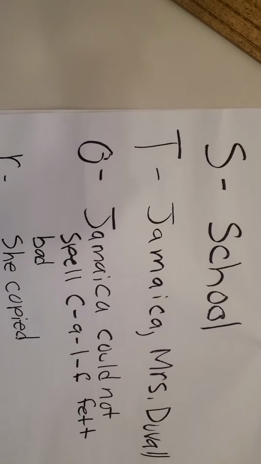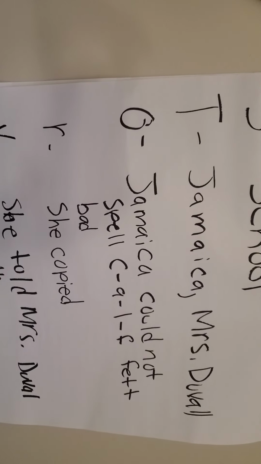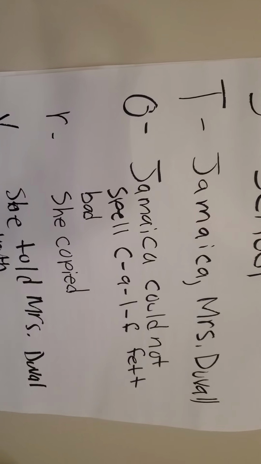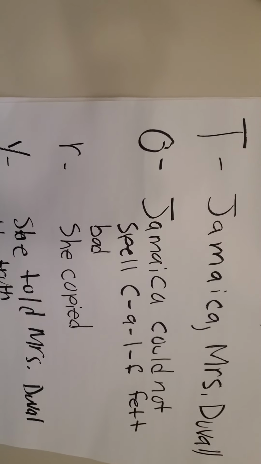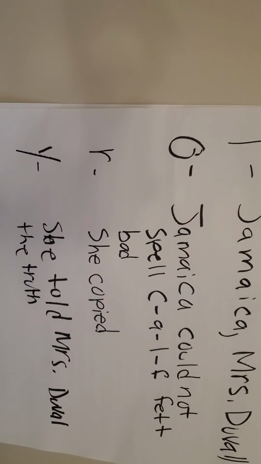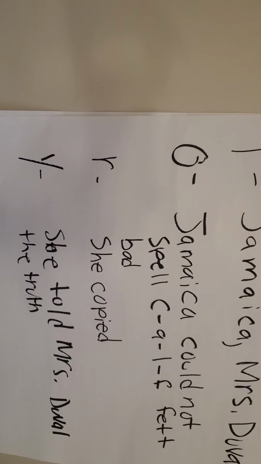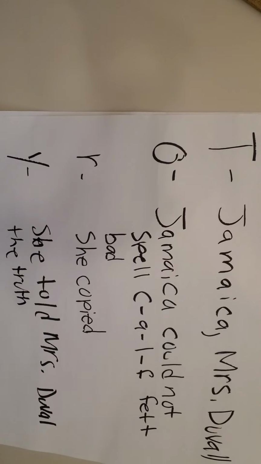So our S is school, our T is Jamaica and Mrs. Duval that are talking characters. The O was Jamaica could not spell calf and felt bad. The R was she copied. She tried to resolve it. And the Y was, you know what? I'll just tell Mrs. Duval. And that was the solution to her problem. And Mrs. Duval assured her that she didn't have to be perfect.